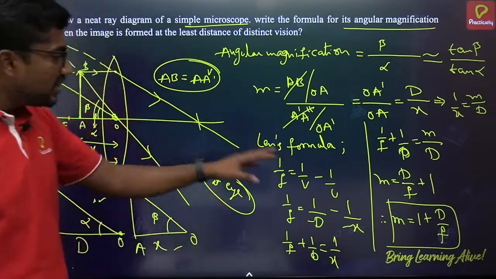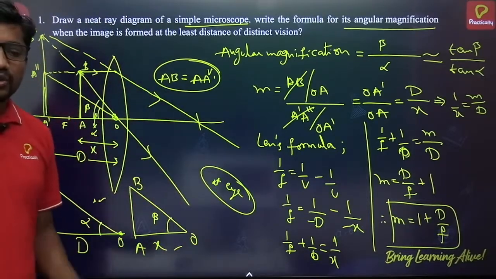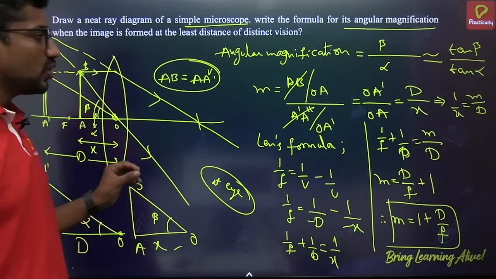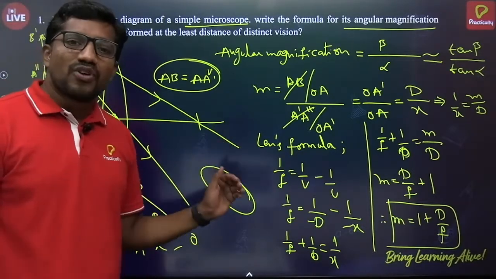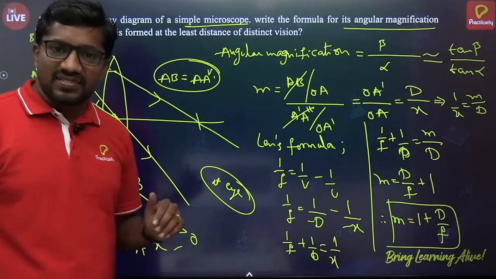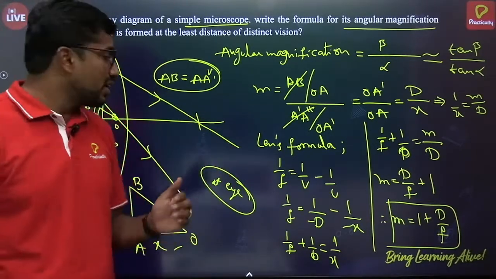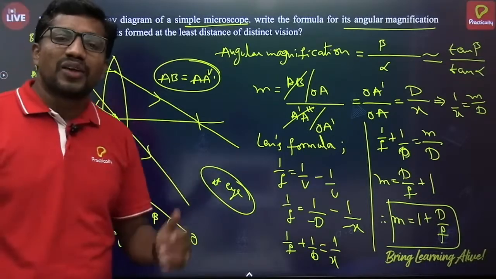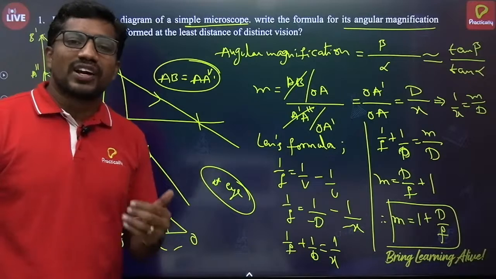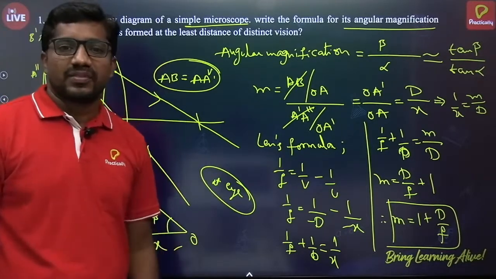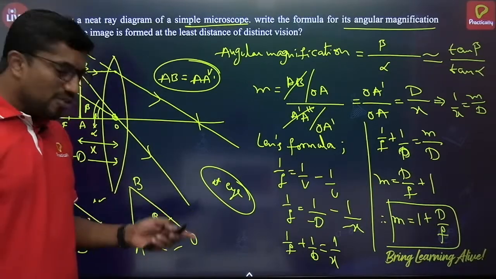Now in this case m is equal to 1 plus d by f is the answer. This is how it will be. So it's a very simple application of the ray diagram, that is, image formation by the convex lens. When the object is placed between the focus and the optic center of the convex lens, then it will act as a simple microscope, which we call a magnifying glass. So this is how we have to derive it. Right, let's move on to the next question then.